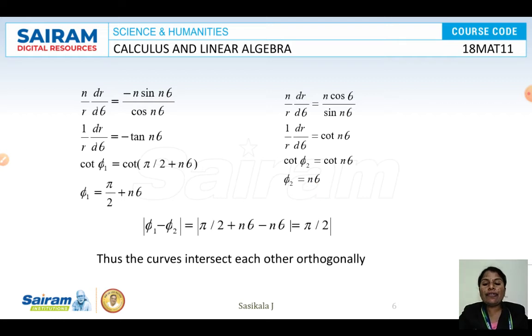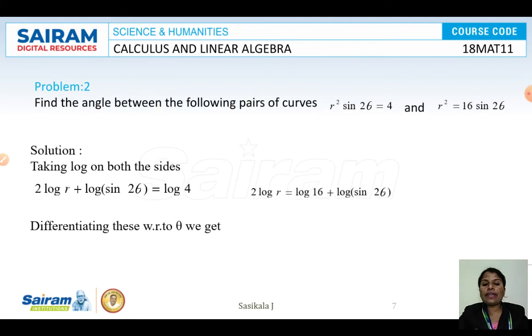What is that? The difference of these two. Phi 1 minus phi 2 is equal to pi by 2 plus n theta minus n theta. So n theta will get cancelled, which is equal to pi by 2. So what I can conclude is that the curves intersect each other orthogonally. Okay, so we'll go for one more example.